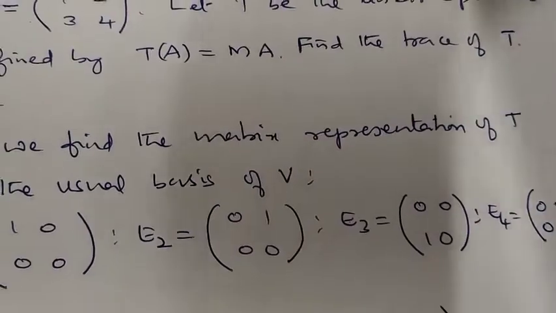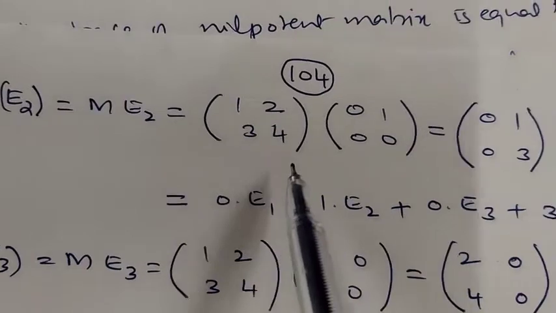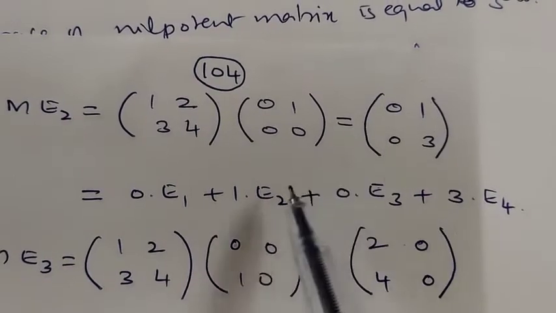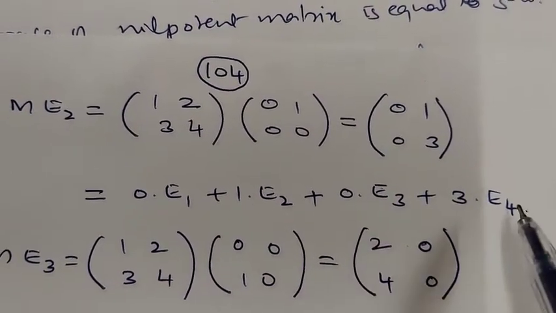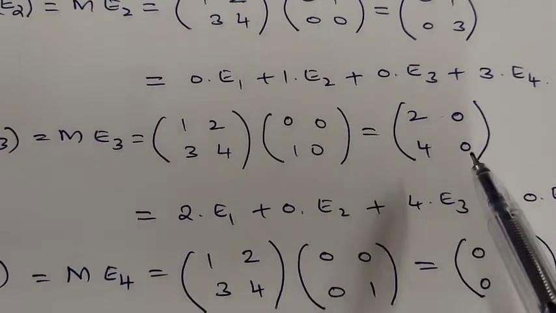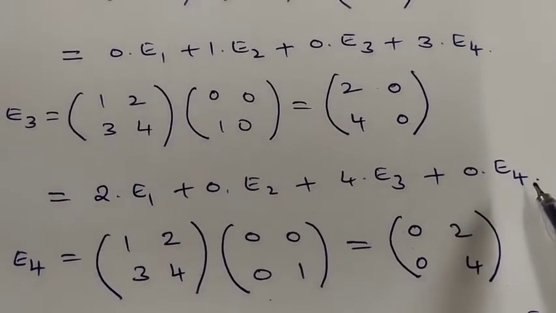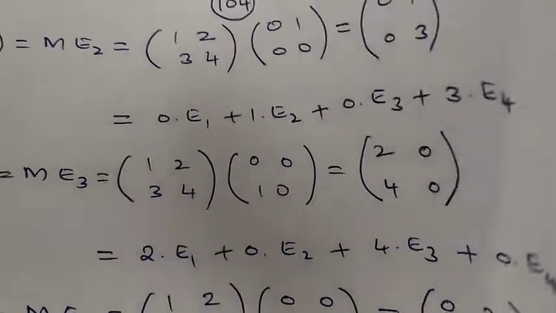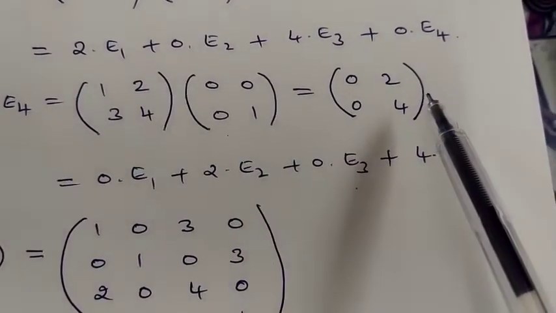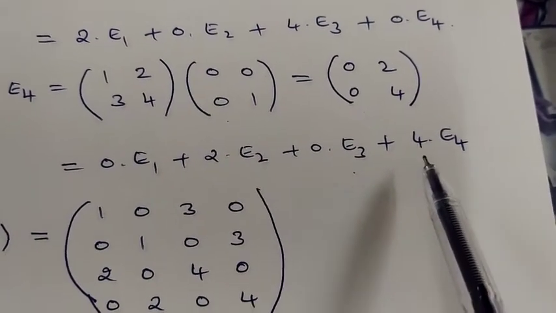Similarly, T of E2 is M times E2, which gives [0 1; 0 3]. So this becomes 0 into E1, 1 into E2, plus 0 into E3, 3 into E4. Similarly, T of E3 is M times E3, which is [2 0; 4 0]. So 2 into E1 plus 0 into E2 plus 4 into E3 plus 0 into E4. And finally T of E4 is M times E4, which is [0 2; 0 4]. So 0 into E1 plus 2 into E2 plus 0 into E3 plus 4 times E4.